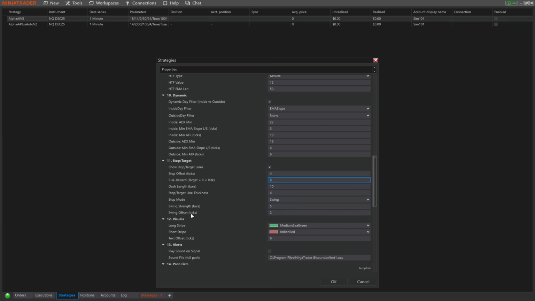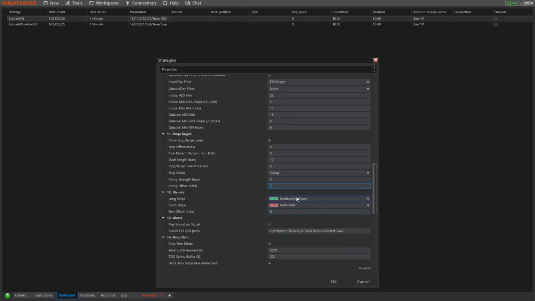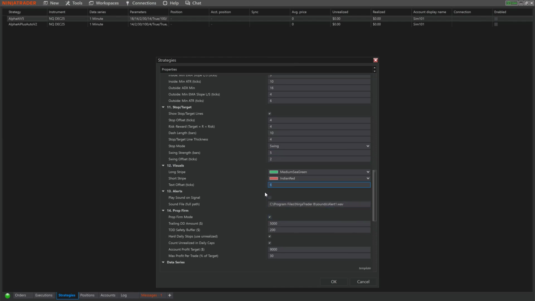And then we have the swing offset, which is also when we have a swing, like let's say for the previous 5 bars, the line for the swing will be 2 ticks below it, just in case, or above it. And then also we have the line style, you can change the color wherever you want and show the same. And then text offset, you can adjust the text. It's going to show you the target, the profit. Also have a play sound here, you can check mark and change this. Once you check it, you're going to play the sound.